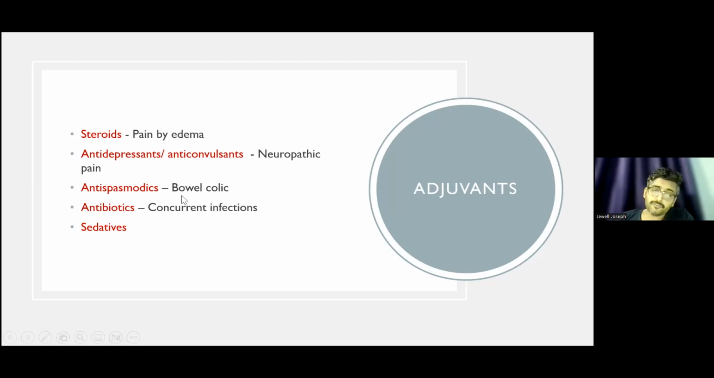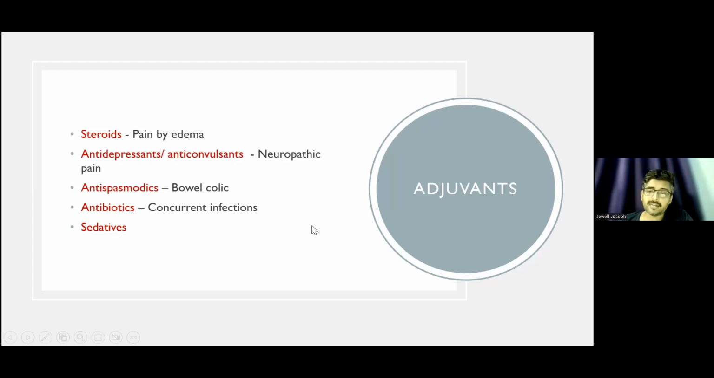In case of bowel colic, we can give antispasmodics, the usual things that we give like hyoscine butyl bromide and glycopyrrolate. All those things can be beneficial if there is a visceral pain and there is a bowel colic as a result of obstruction and something related to that. If there are concurrent infections which are contributing to the inflammation and increasing the pain, antibiotics can be really beneficial, and sedatives can especially be useful if the pain is causing insomnia, and there is some terminal pain and all those things.